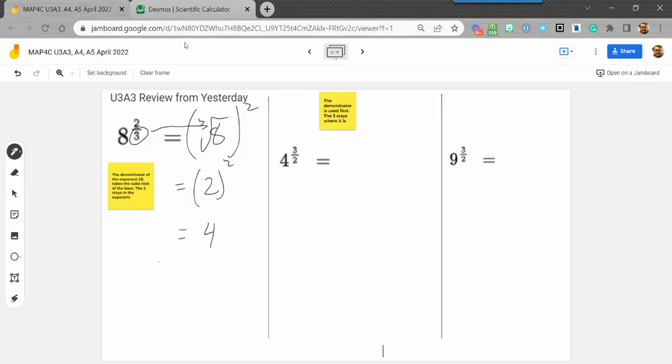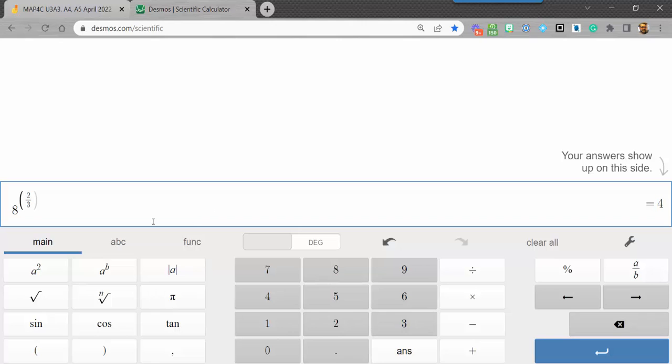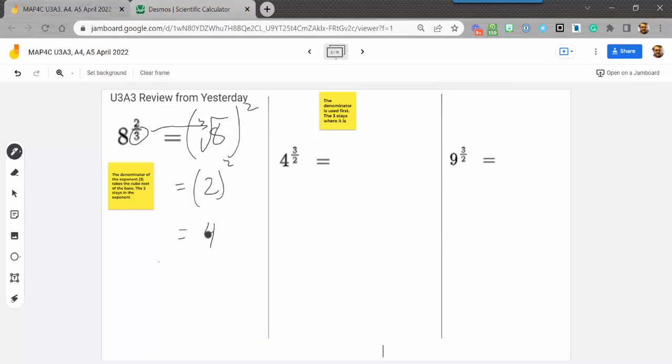I'm still going to make you go through the steps, but I could do 8 to the power of, and I'm going to use brackets on this one, 2/3. I don't know if I need them, but I'm going to do it anyway. 8 to the power of 2/3. The final answer is 4. So I can check my work. The final answer is still 4.